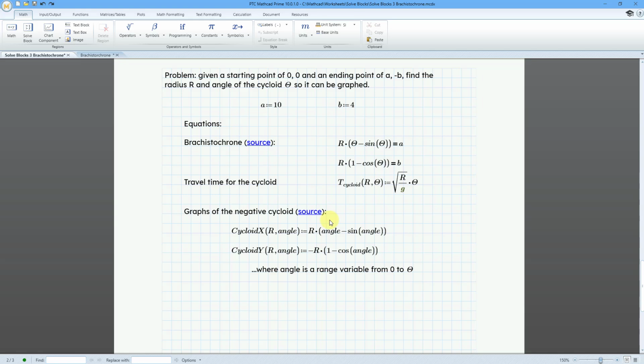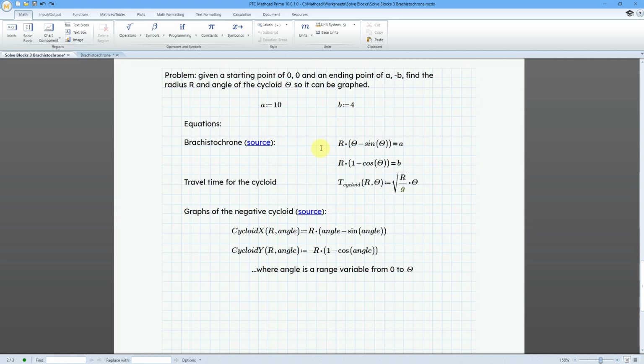Also from mathcurve.com, we have the equation to graph the cycloid to see what the final shape is going to be. And it's in terms of R and an angle. And the angle is actually going to be a range variable that goes from 0 to theta. Theta, again, is the angle of the cycloid that it sweeps through between the points of 0, 0 and A, negative B. So anyhow, how are we going to solve for R and theta?